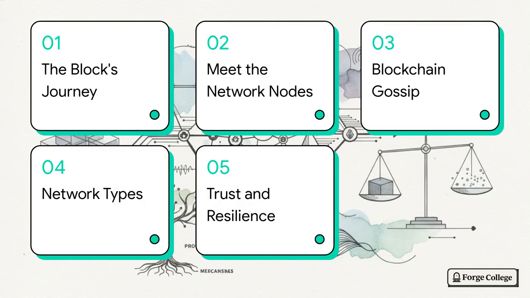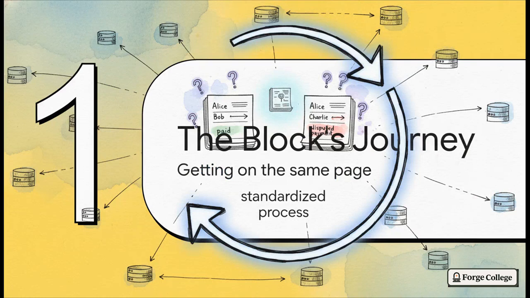Here's our blueprint for today. We'll track how a block's journey begins, meet the network nodes, explore the art of blockchain gossip, compare permissioned versus permissionless setups, and wrap up with trust, resilience, and availability. All right, section 1, the block's journey begins.